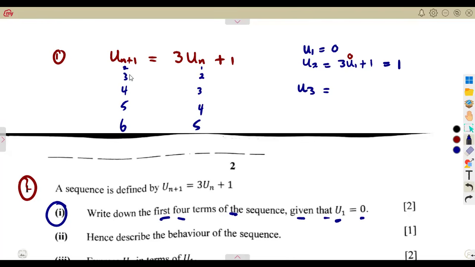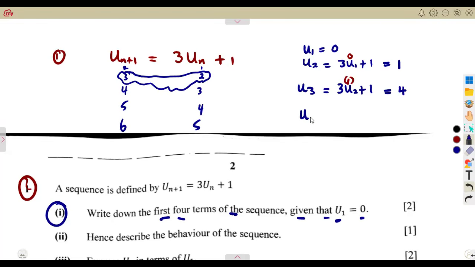So for u3, this side is going to be having a 2. So it's going to be 3 u2 plus 1. Plus 1 is still there. But remember, we have u2, we have got its numerical value. That is a 1. So you substitute a 1. 3 times 1, which is 3, plus 1. That will be a 4.